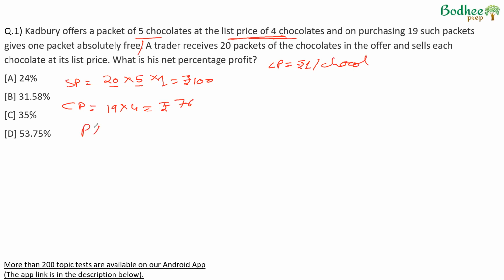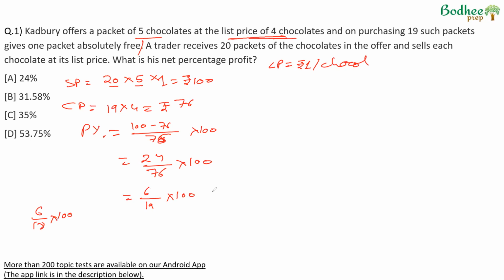We have to find the profit percent. Profit percent will be profit, 100 minus 76, upon 76, the cost price, into 100, which is 24 upon 76 into 100. 24 divided by 4, 6 upon 19 into 100. 6 upon 18 would have been 1 by 3rd, 33.33. This will be just less than 33.33 from the options.